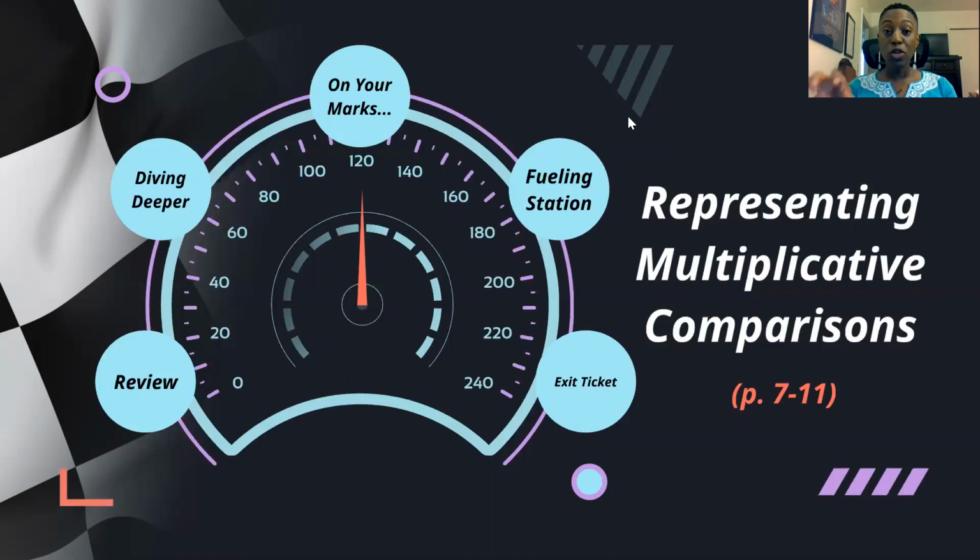Once you have all of those materials today, that's your gas, you'll need your key, and guess what? That is you, because you are the one who's going to be open to learning something new today. So let's continue as we start to learn more about how to represent multiplicative comparisons.